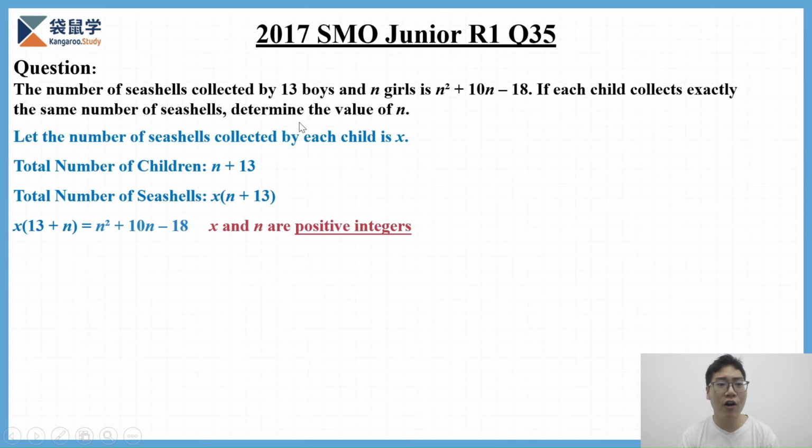This means that both of them are positive integers. Now let's observe the equation. On the left side, 13 plus n is an n term, and we have other n terms on the right side, n squared plus 10n minus 18. How can we express x in terms of n? Yes, we can write x equals n squared plus 10n minus 18 over n plus 13. But now we face a rather complicated fraction. It's very hard for us to determine the value of n using this fraction. Let's look at some examples before coming back to this question.